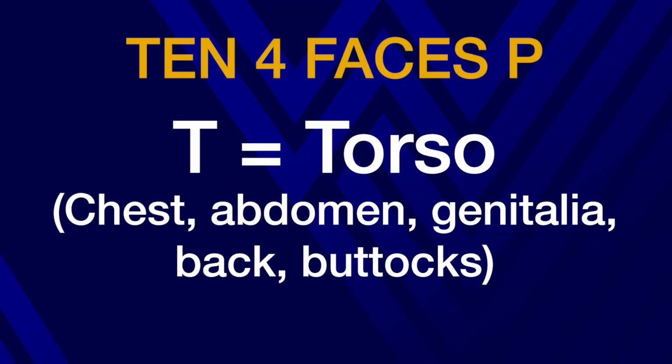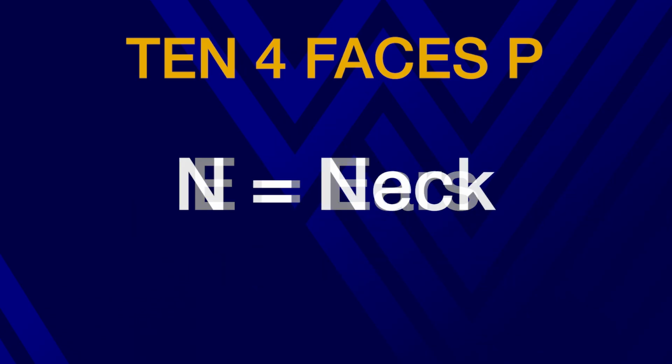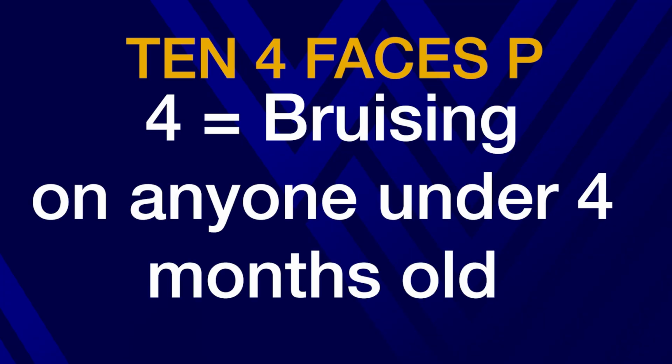And 10-4 FACES-P stands for: the T in 10 is bruising to the torso, so that's chest, abdomen, genitalia, back, and buttocks. The E stands for bruising to the ears. The N is bruising to the neck. And then the 4 stands for a bruise anywhere on an infant that's less than 4.99 months old.